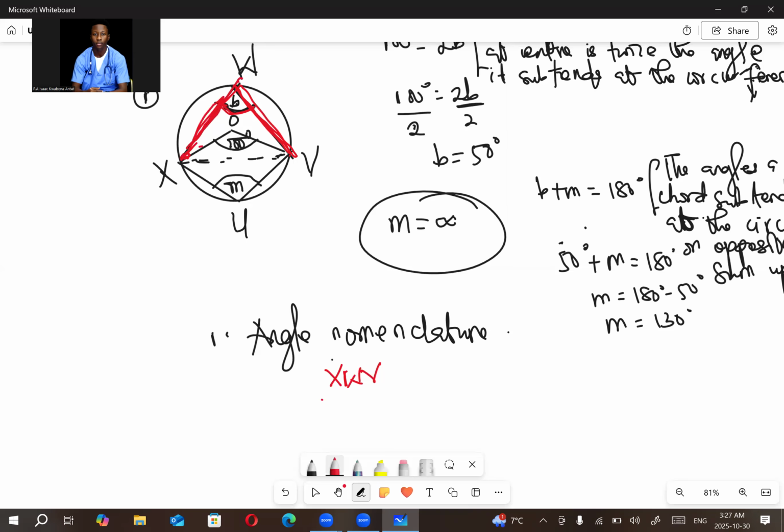You understand? So if you say, then you use this symbol. Okay, this symbol to represent angle. So angle XWV is equal to what? B. So that's how we name angles.